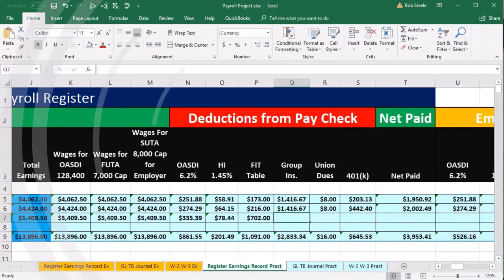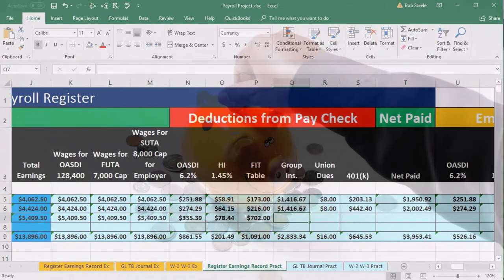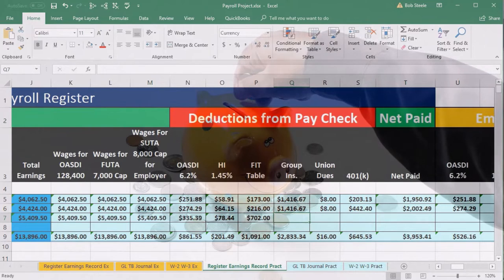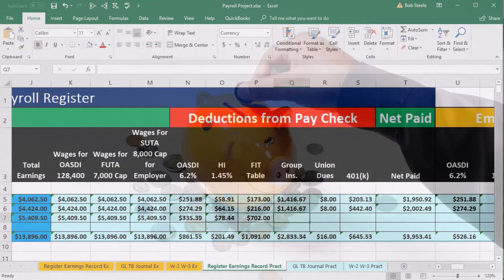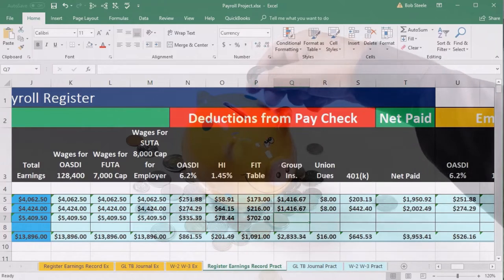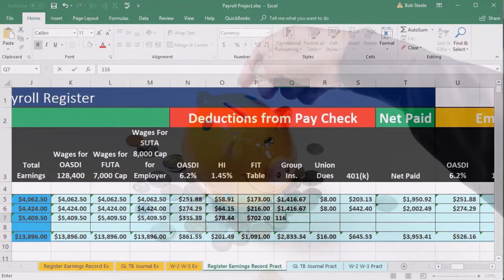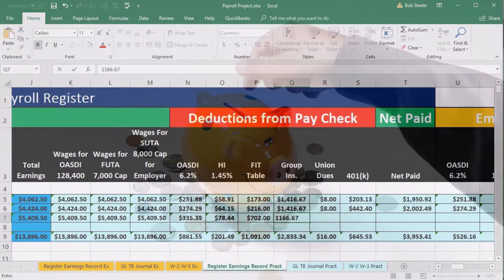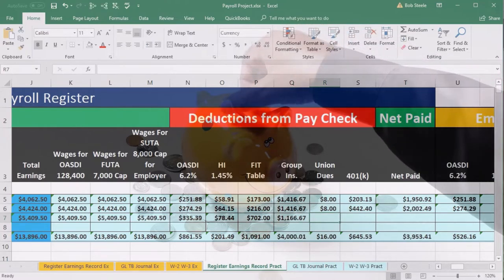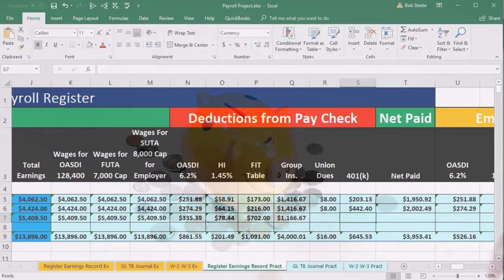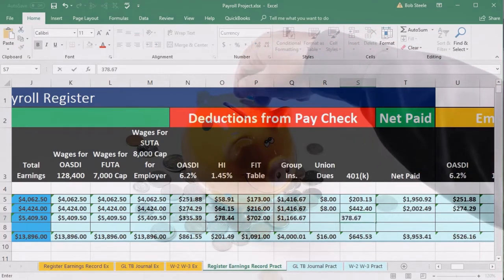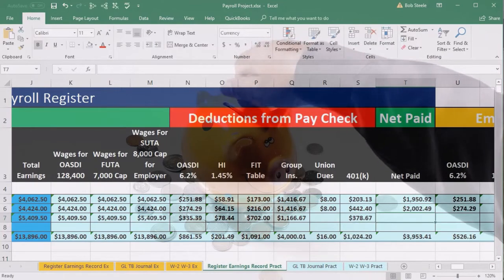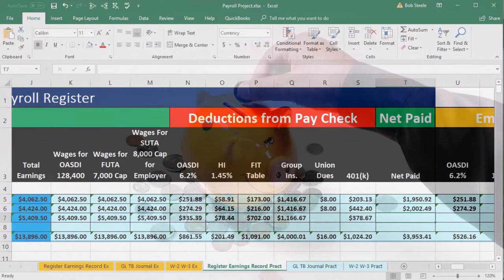So we've got the group insurance. I'm gonna give this information. It would be the voluntary deduction for the group insurance. And we are going to say that the group insurance is 1,166.67. The union dues, there are none for this employee, not part of the union. 401k is, we're gonna say, 378.67. That would depend on the elections by the employee and the employer plan that is available.